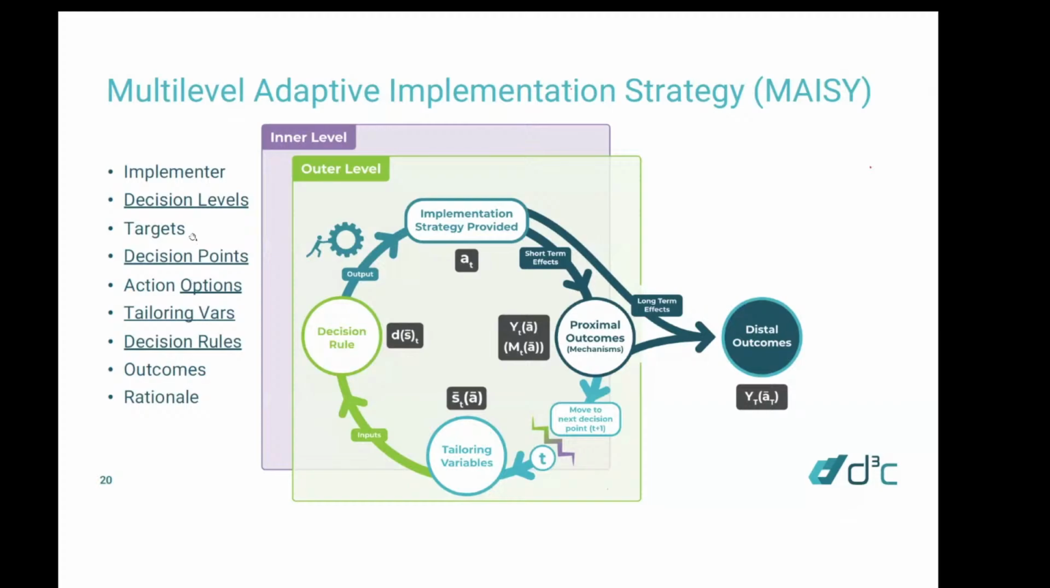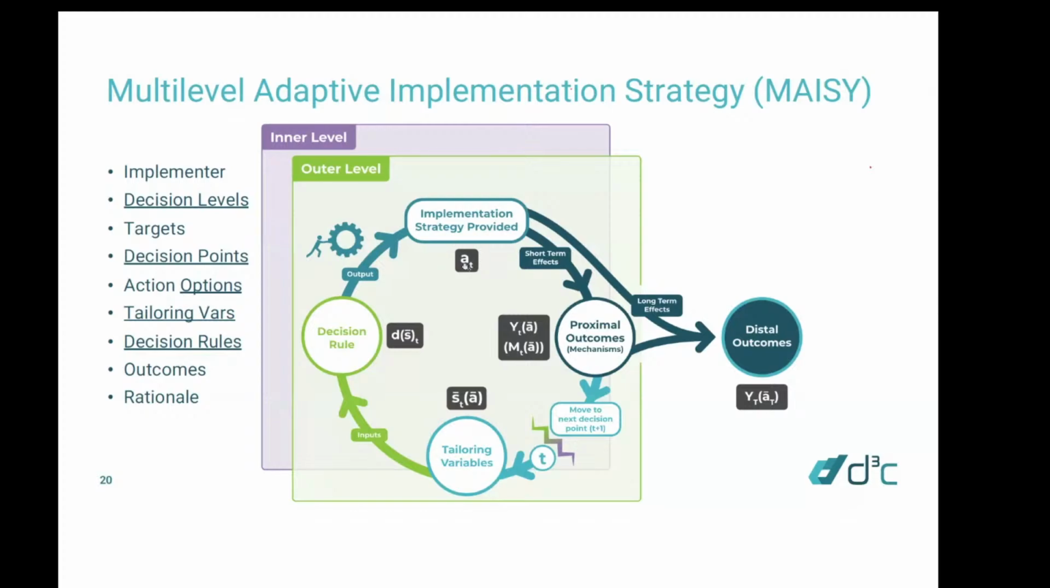I'm going to start right here at AT, my action, okay? In my fourth bullet, I have decision points. And the reason for this is because a multi-level adaptive implementation strategy takes place at separate decision points over the course of implementation. And that's what my little T denotes. And I call those decision points, okay? And we didn't have that in our vanilla standard implementation strategy. We only have that now because we're going to be talking about things that are happening at each of these decision points. Okay, that's my T.